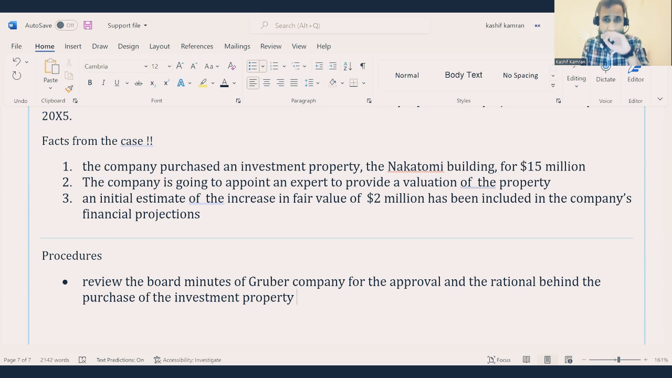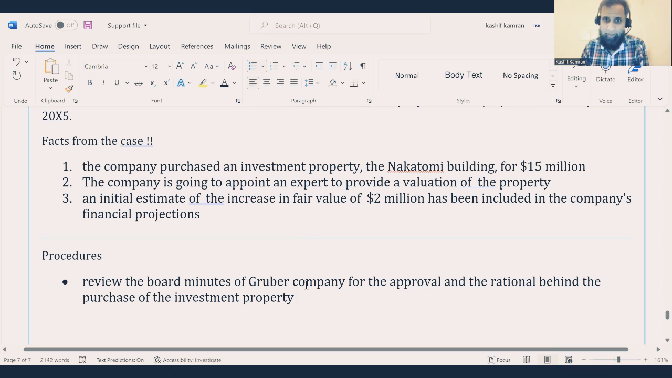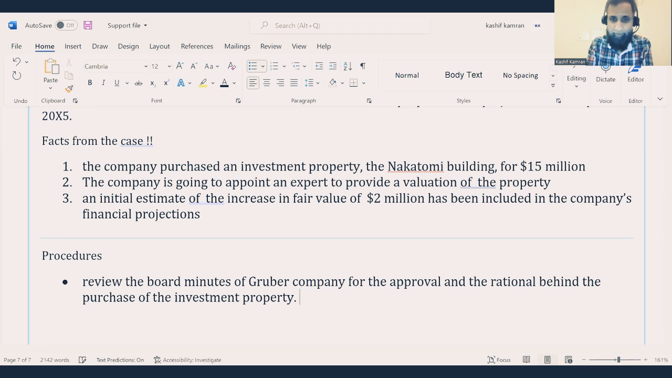What is the rationale? You never look at the board minutes only for approval. You also look at the board minutes for the rationale behind the purchase. So if something has been bought, you need to look at the board minutes. Review the board minutes of Grubber Company for the approval and rationale behind the purchase of the investment property. Number 1. Number 2, the company purchased at $15 million.